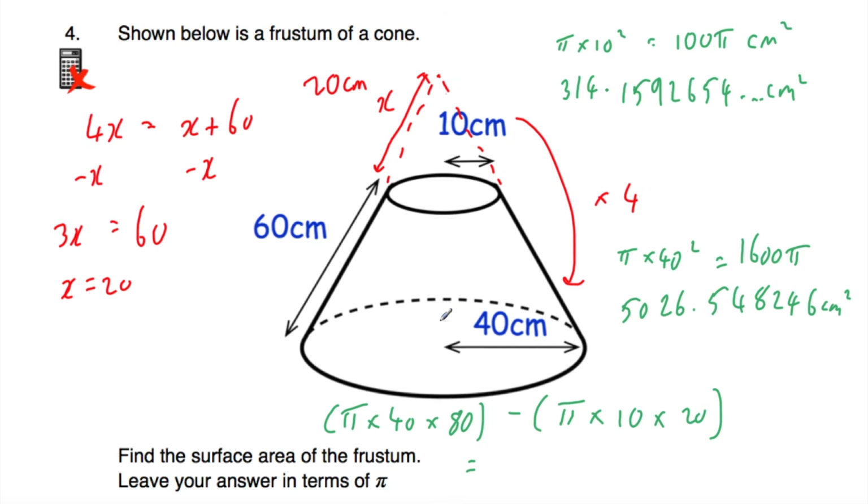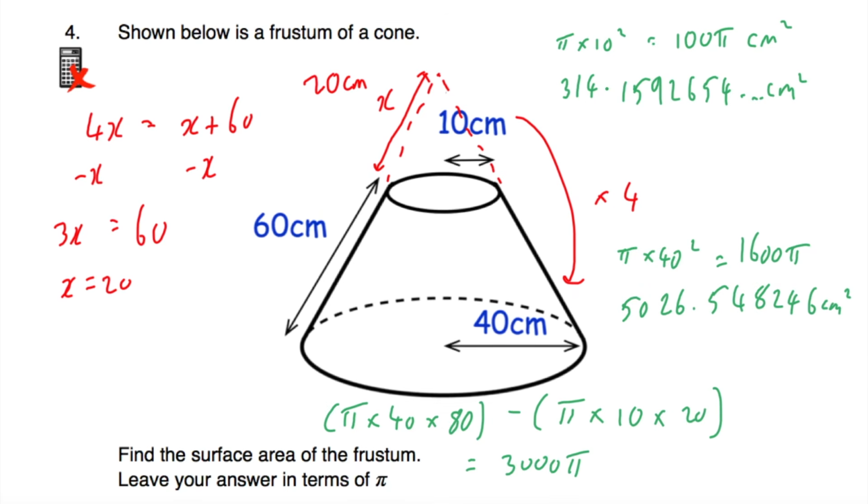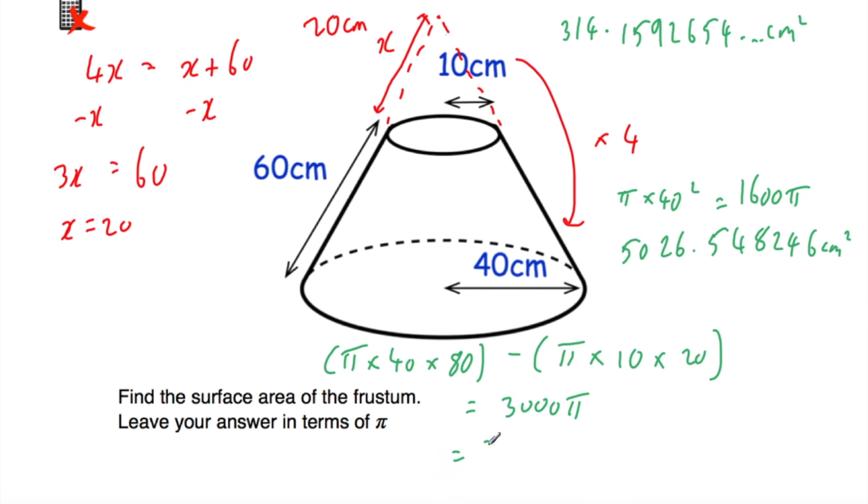So pi times 40 times 80, subtract pi times 10 times 20 is equal to 3000 pi. Or as a decimal number, that's equal to 9,424.777961 centimeters squared. And that's great. So we want to find the total surface area of the frustum.